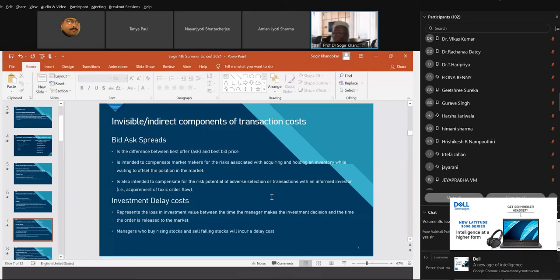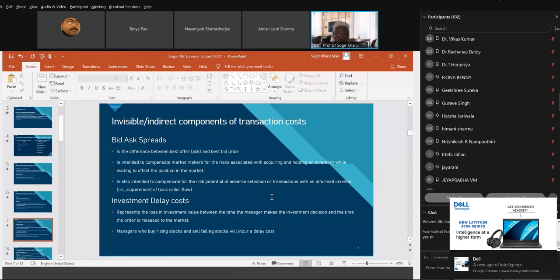Now, investment delay cost. This cost represents the loss in investment value between the time the manager makes the investment decision and the time the order is released to the market. Managers who buy rising stock and sell falling stock will suffer a delay cost.